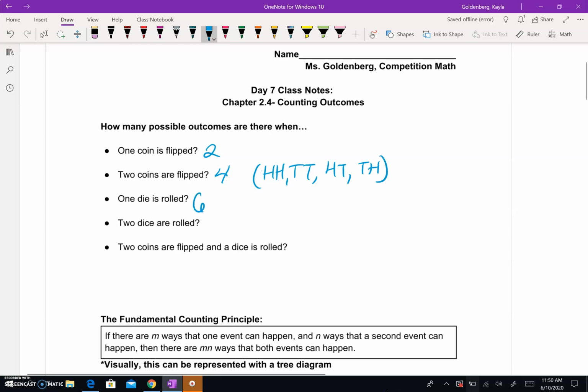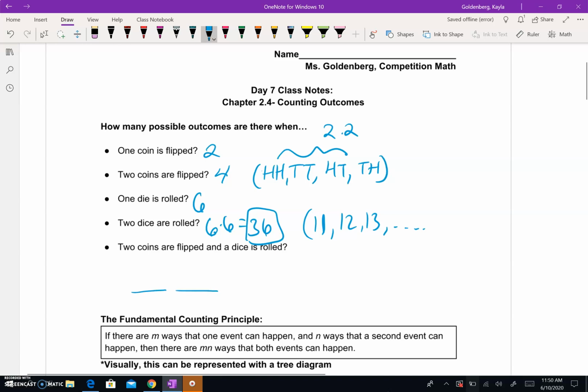When 2 dice are rolled, this one is a little harder to think through, but think about that the 4 came from 2 times 2. There's going to be 6 times 6, or 36 different possibilities, ranging from 1, 1, 1, 2, 1, 3, and so on, right? When 2 coins are flipped and then a die is rolled, this one might be a little harder to think through. 2 coins, 2 options for the first coin, 2 options for the second coin. A die has 6 choices, so it would be 2 times 2, which is 4, times 6, which is 24.